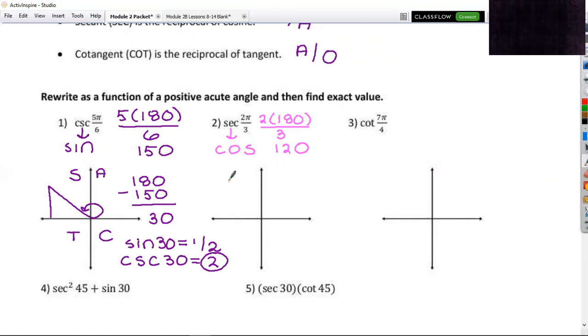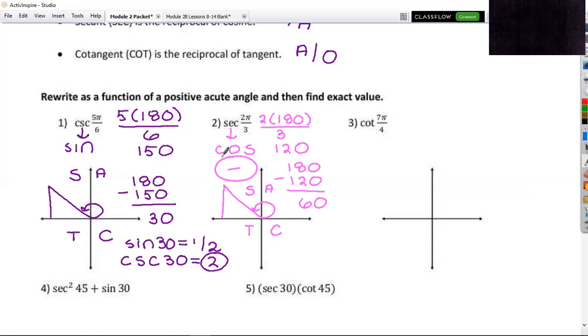So now 120 is also in quadrant 2. I'm going to sketch it. And then I'm going to go 180 minus 120, which is equal to 60. And again, you guys should notice these are all nice angles that you know the measurement of. That's why they're exact value questions. And then I'm going to label ASTC. And what do we know about cosine in quadrant 2? It's negative this time. Yep. That's just a note for you.